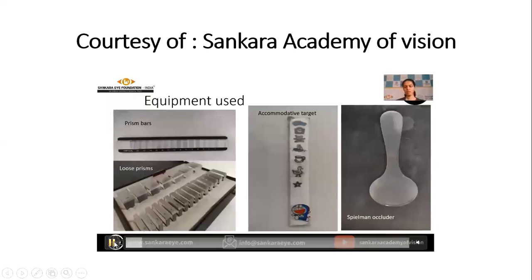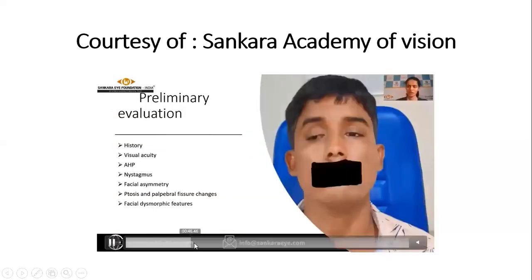So here are the things that you need to have for strabismus evaluation. You need the prism, whether the loose prism or the prism bar, and the accommodative target is extremely important. Without accommodative target at near and at distance, the chart, you cannot do alternate prism cover test. And the occluder, whether the normal occluder, the opaque, or the Spillman occluder. Spillman occluder has one advantage in patients with DVD. You will get to elicit the DVD easily.